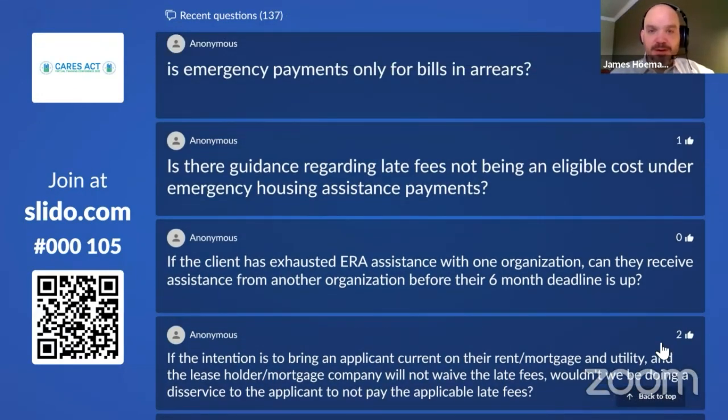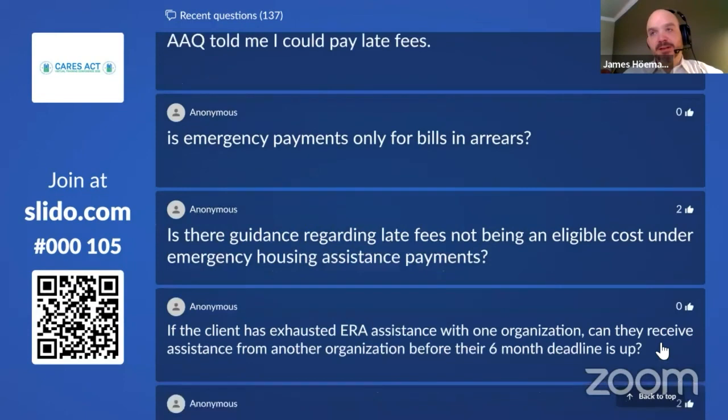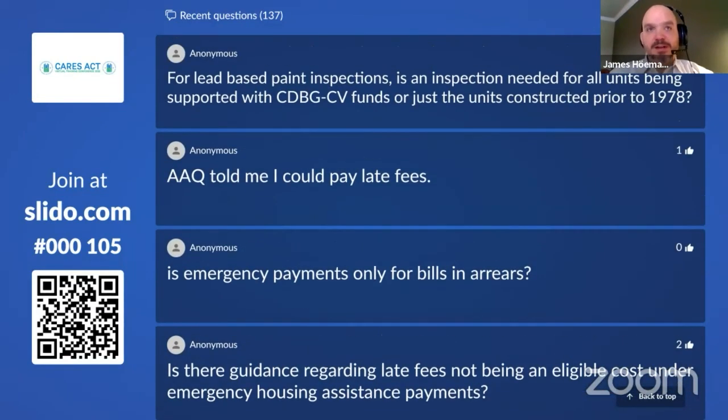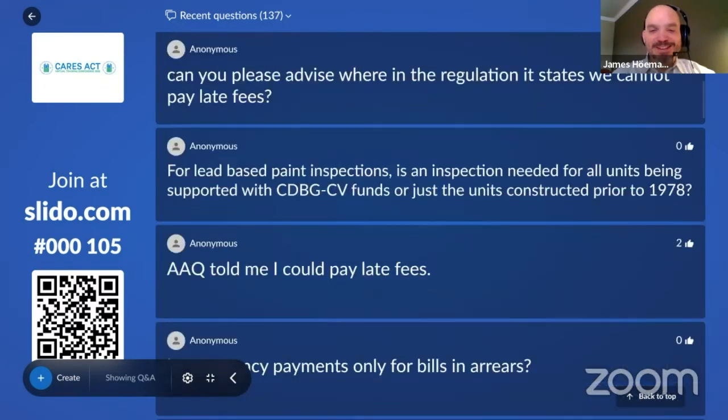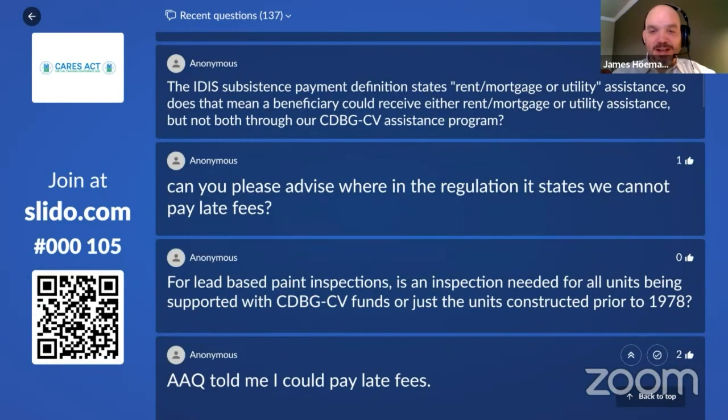Is there guidance regarding late fees not being an eligible cost on our emergency housing assistance payments? It is in 2 CFR under the allowable and allocable cost. That is listed in there. AAQ told me I could pay late fees, but we'll have to look into that. Depends on when you actually got that answer as well.